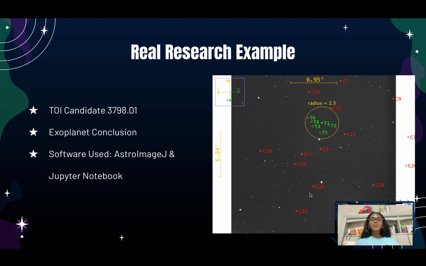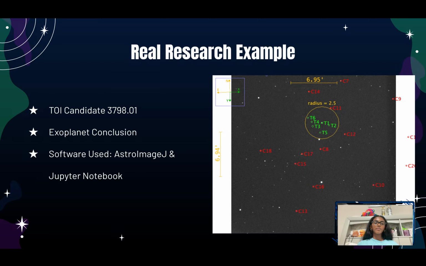So for a real research example, I'm going to talk about the research that I did. For me, I used TESS object of interest candidate 3798.01, and this candidate was extremely important and extremely different because for me, this data was never touched. So it remained untouched, and I was one of the first people to actually view it. So for myself, I came to the exoplanet conclusion that there is a chance that this exoplanet exists, but it's not fully confirmed.